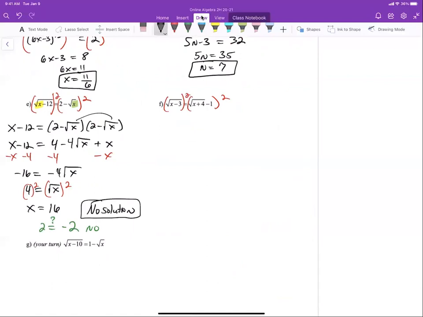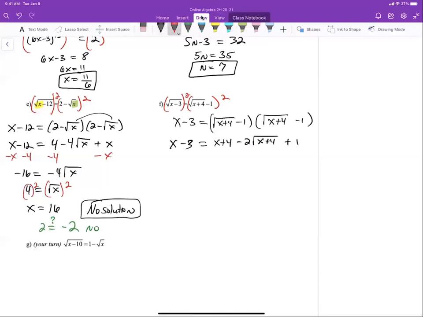So I get x minus 3 is equal to, and now I have x plus 4 under the radical minus 1 times the square root of x plus 4 minus 1. And so we'll do a FOIL: first, outer, inner, last. When I multiply the first terms, I just get x plus 4. When I multiply the inner terms and add them, I get negative 2 times the square root of x plus 4. When I multiply the last terms, I get positive 1. And on the left-hand side, I get x minus 3.